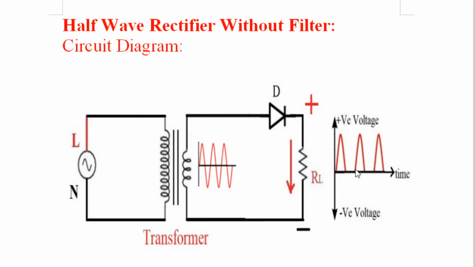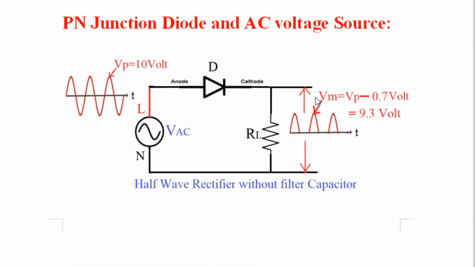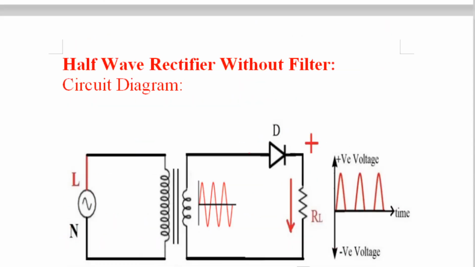The next positive half cycle will appear across the load. But remember, this is Vp and this is Vm, the maximum voltage. So here output Vm is equal to Vp minus 0.7 volt. The output maximum voltage of the rectifier, Vm, is equal to Vp minus 0.7, because 0.7 volt is the drop across the diode.